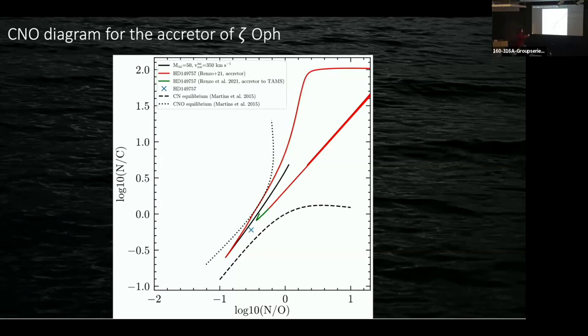So one of the explanations of that corner is of course binary interaction, but we really need to be careful that with single star evolution we can reach it as well, more or less. That's why we also need to see the actual age, like how rejuvenated it is.